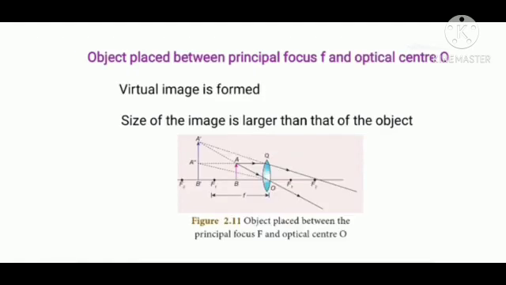Last position, object is placed between principal focus F and optical center O. Here the image will be formed on the same side as the object. This image will be a virtual image. Size of the image is larger than that of the object. This is what is applied in a simple microscope.